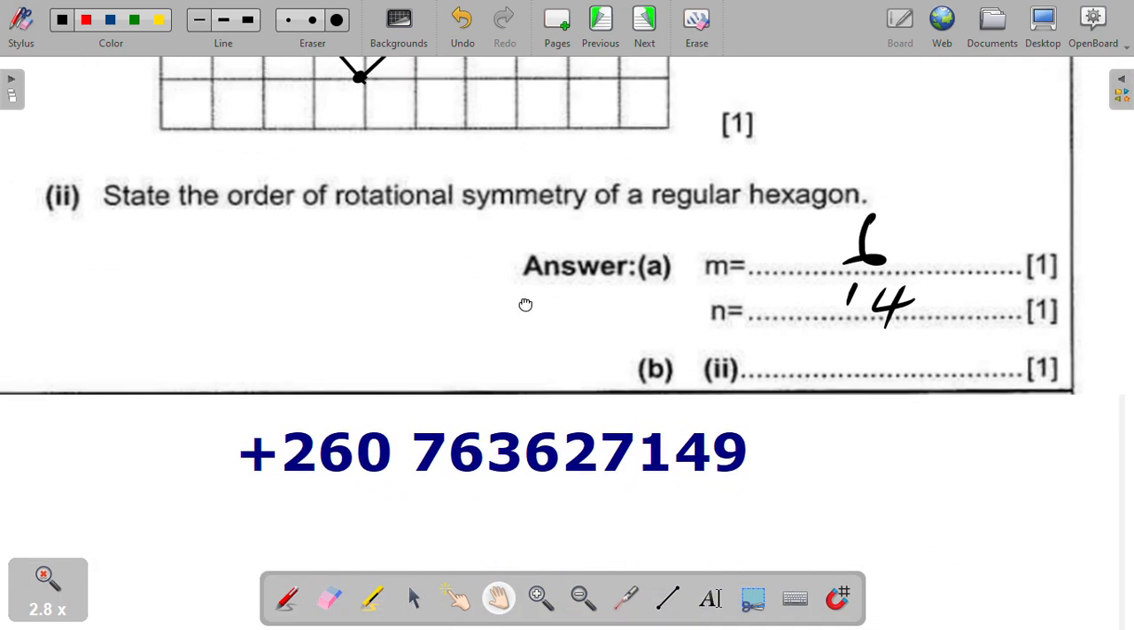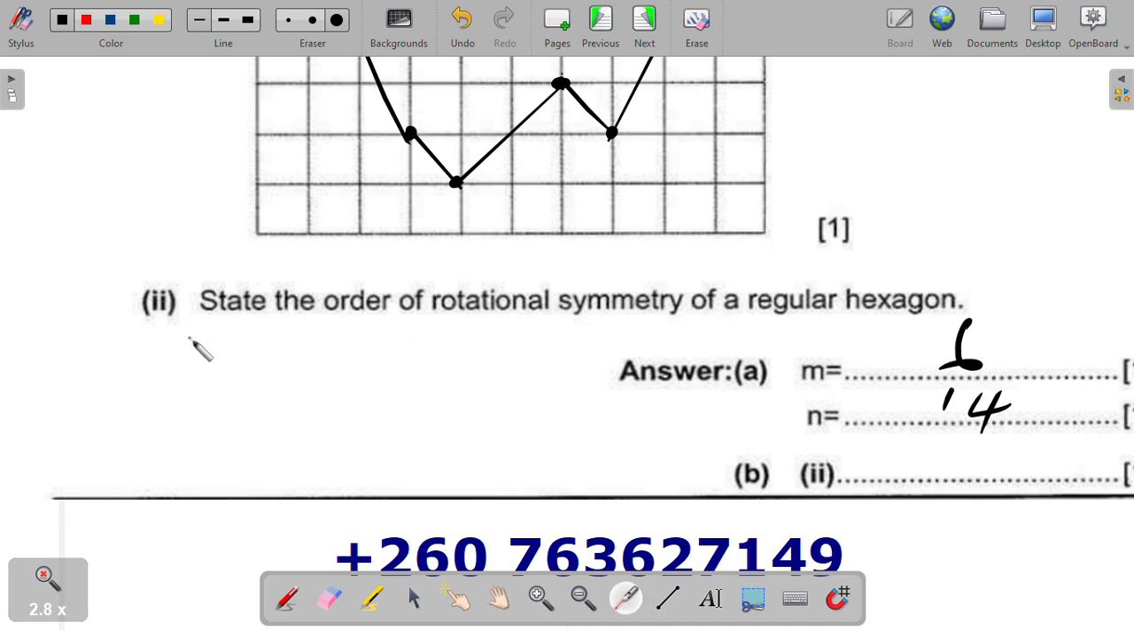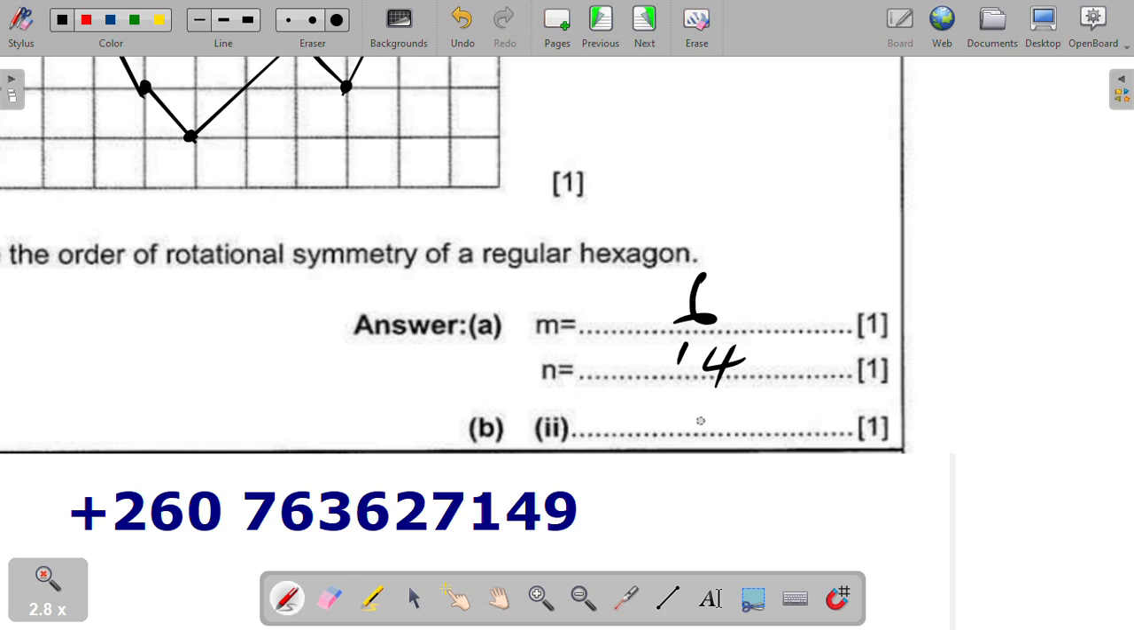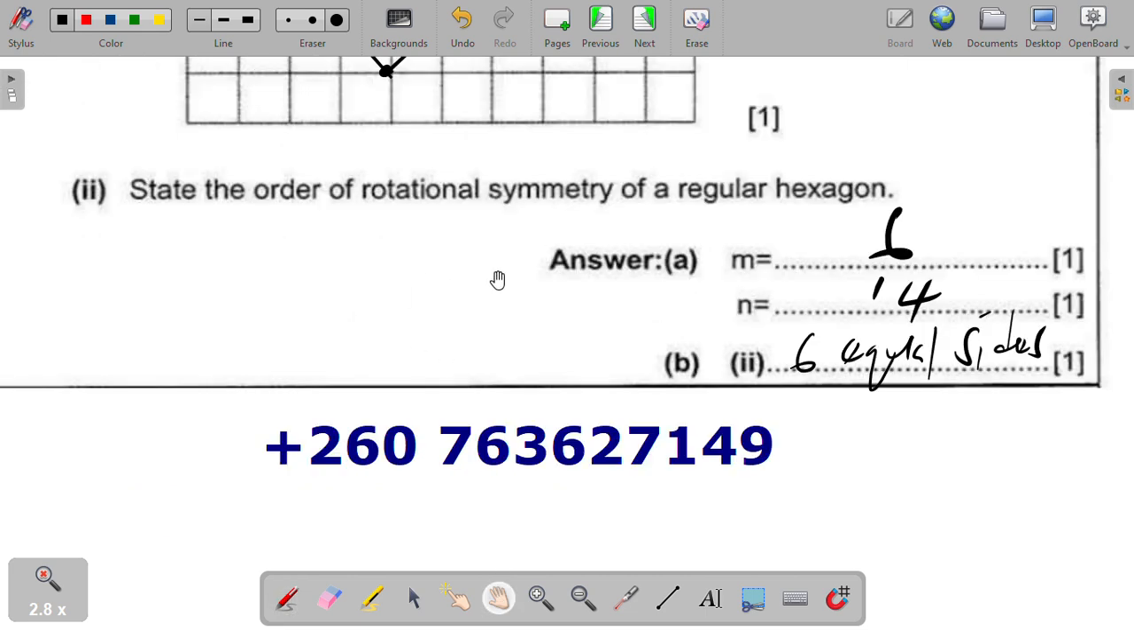Then question B of Roman numeral 2, state the order of rotational symmetry of a regular hexagon. A regular hexagon has 6 equal sides. So we can say our answer here is 6. You're done. This is how you answer the questions.